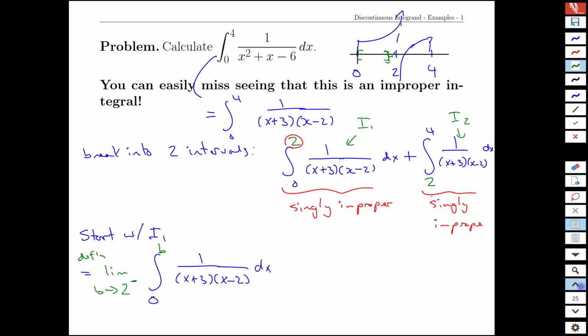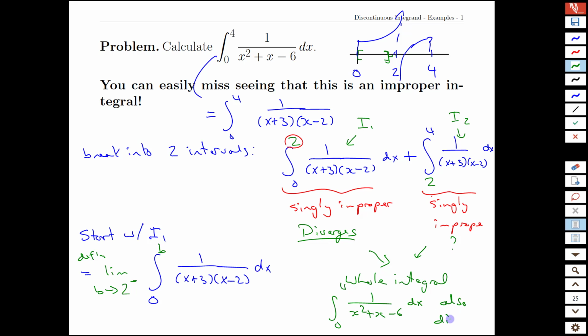So we're going to go back to our original statement here. This part of the integral diverges, and it doesn't matter what the other one does. The whole integral from 0 to 4 of what we started with, x squared plus x minus 6 dx, also diverges. As soon as one piece of the puzzle diverges, then the whole entire integral also diverges.